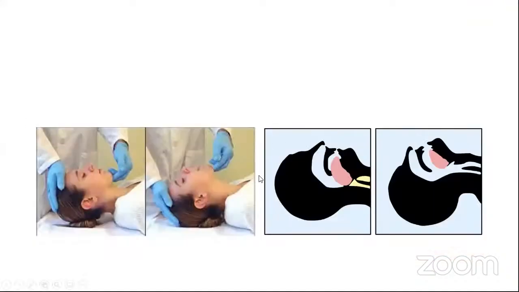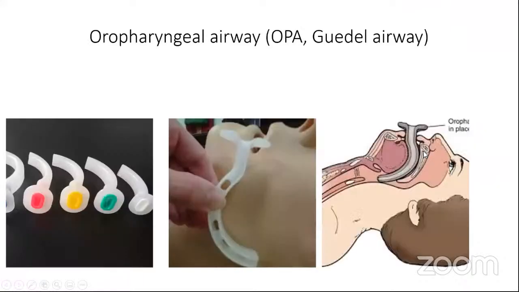Okay. This is the importance of head tilt chin lift. When a patient becomes unconscious, the tongue will fall back and obstruct the airway. So you can see with the simple maneuver, you can open up the airway. On top of that, we can use the oropharyngeal airway, or sometimes we call it Guedel airway, to prevent the airway obstruction from the tongue's fallback.